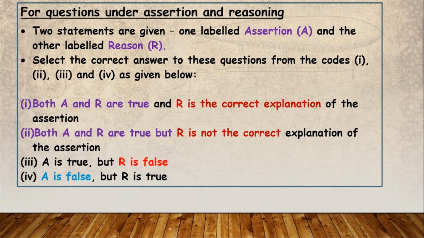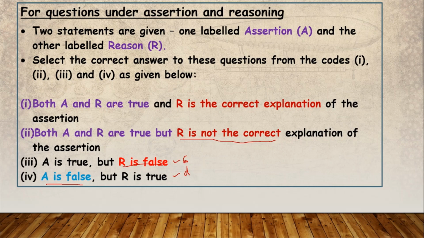Option 1 will be both A and R are true and R is the correct explanation of the assertion. Second option will be both A and R are true, but R is not the correct explanation of the assertion. Third one, R is false. Fourth one, A is false. So among all these options, when you see if any one of the given statements is false, you can go for option C or option D. The third one is option C. The fourth one is option D.